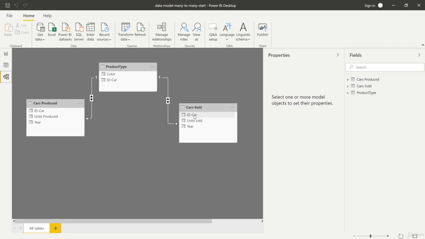So this was cardinality and the cross-filter direction. There is one last core concept behind relationships left though.